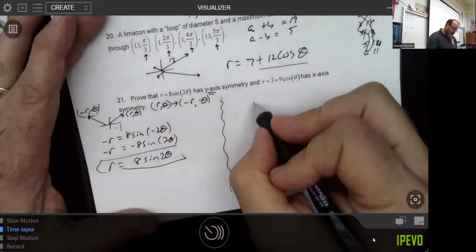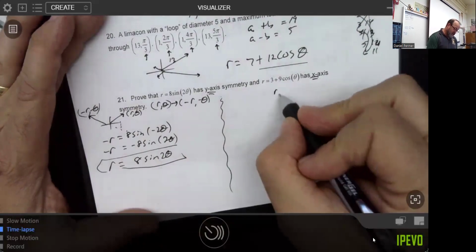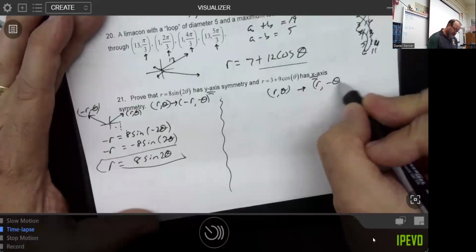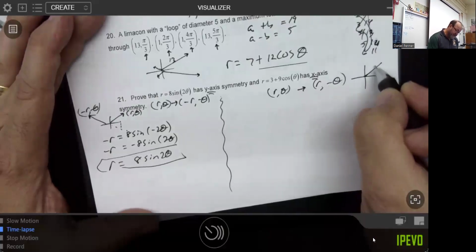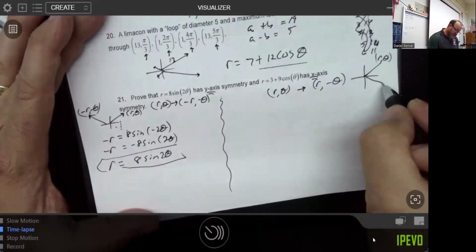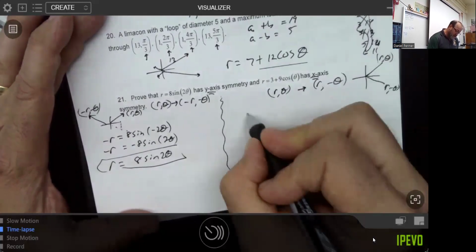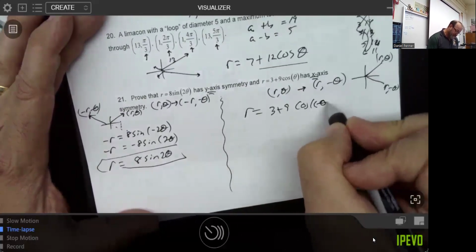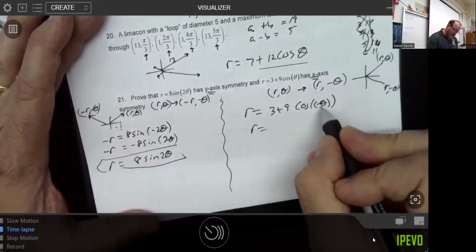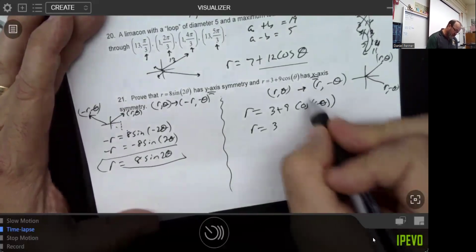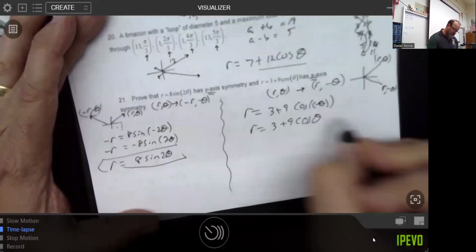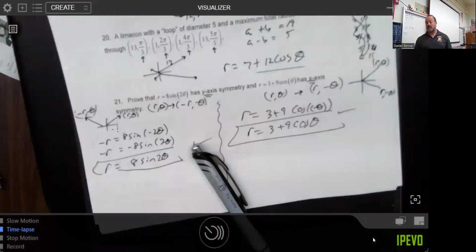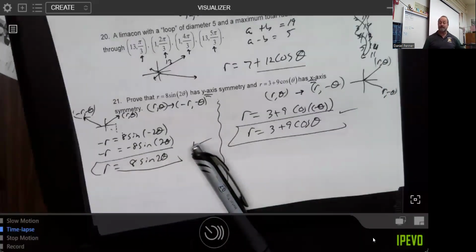Whereas this one over here has x-axis symmetry, and the easiest test for x-axis symmetry is to replace r with r and theta with negative theta. So keep in mind, if r, theta is here, r with negative theta would be down here. And so again, r is 3 plus 9 cosine of negative theta. But because the cosine is an even function, we can just throw that negative away, and bam, we've got it. So that is a quick way to demonstrate that they both have symmetry. All right, and that'll do.